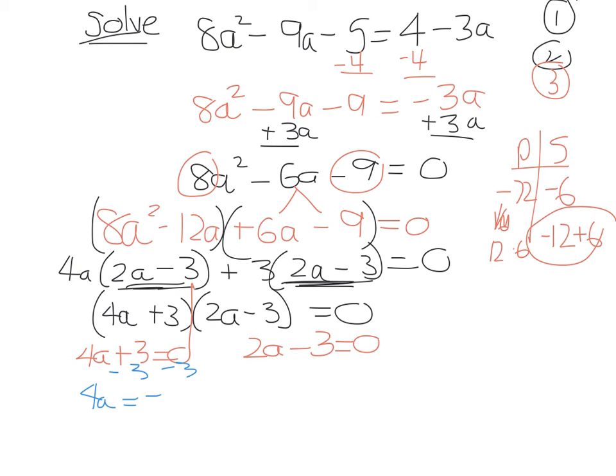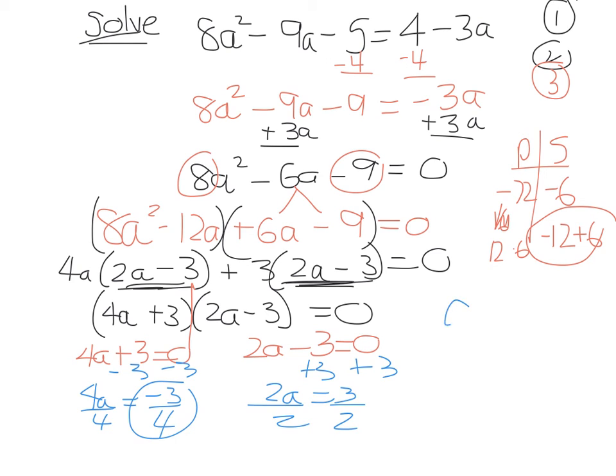4a equals negative 3, divide by 4, and we're going to have negative 3/4. Add 3 on this side. 2a equals 3, divide by 2, and we have 3/2. So my two answers: negative 3/4 and 3/2. Okay.